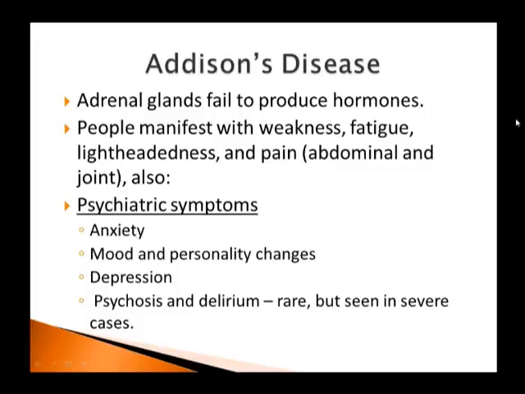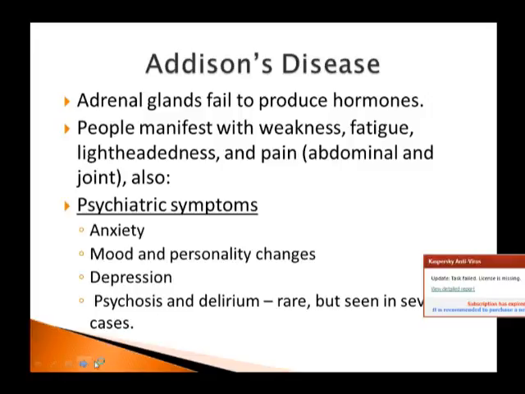that often can be difficult to diagnose unless a doctor takes the time to actually start doing some blood work, looking at serum cortisol levels, looking at what's called ACTH levels, pituitary function, to see if there's an underlying metabolic problem instead of just assuming somebody's dealing with a purely psychiatric issue. So the psychosis and delirium attached to Addison's is rare, but it can be seen in severe cases.